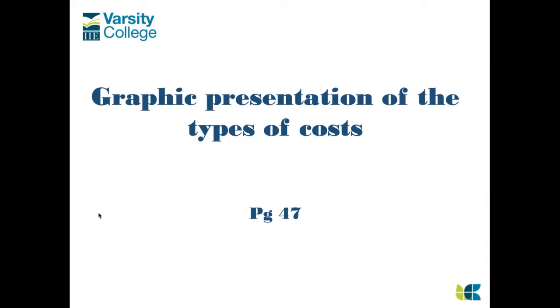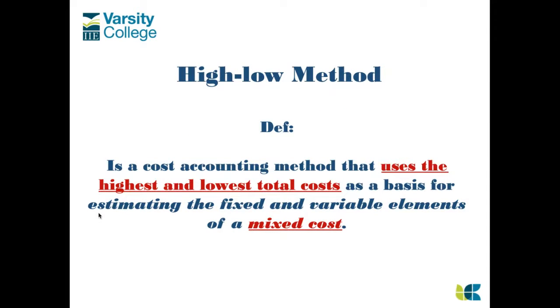Okay. And then if you look in your textbook on page 47, you'll see a graphic representation of types of costs. Right. Then the high-low method. So this is a method that we use to find the fixed and the variable portion of a mixed cost. It is a cost accounting method that uses the highest and lowest total costs as a base for estimating the fixed and variable elements of a mixed cost. That's all we're trying to achieve.